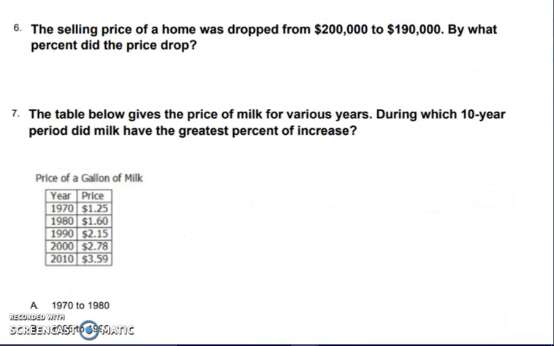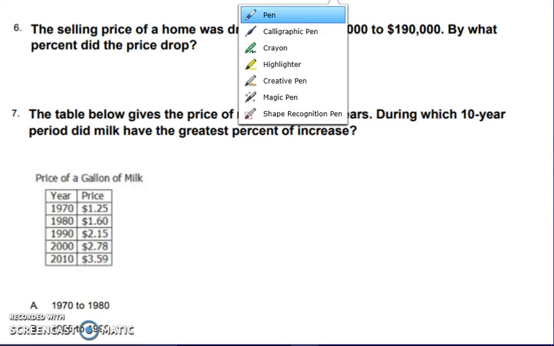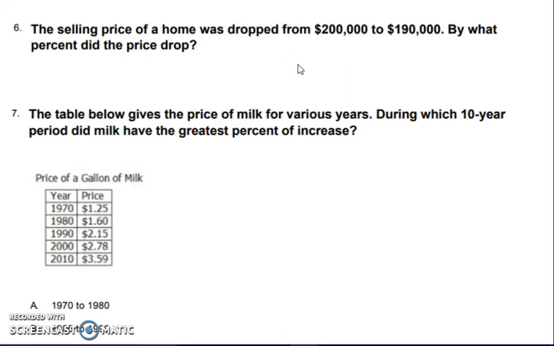Number 6, the selling price of a home was dropped from $200,000 to $1,900,000. By what percent did the price drop? Notice this is not multiple choice, so this is a short answer question. Again, I'm going to identify and highlight my two numbers.